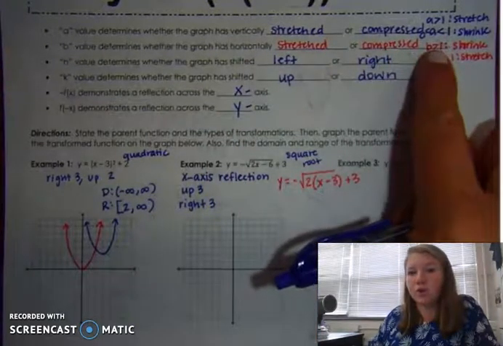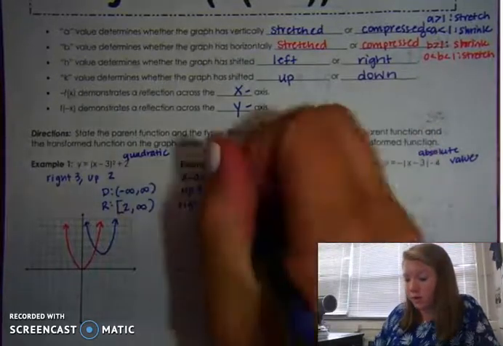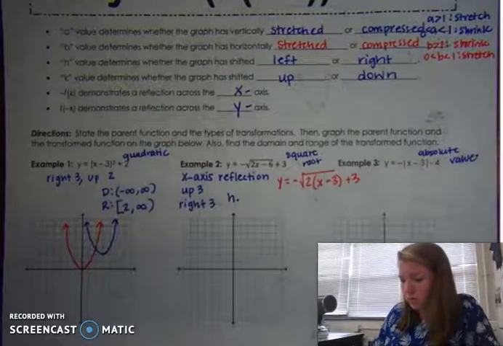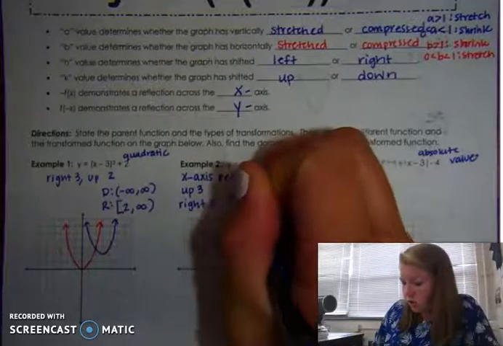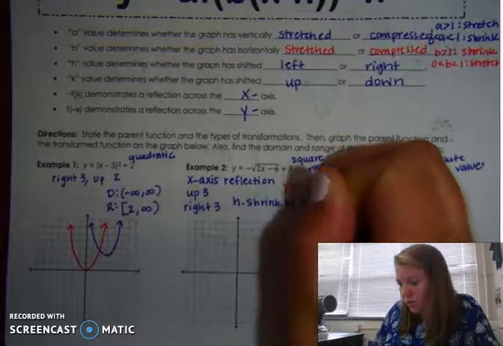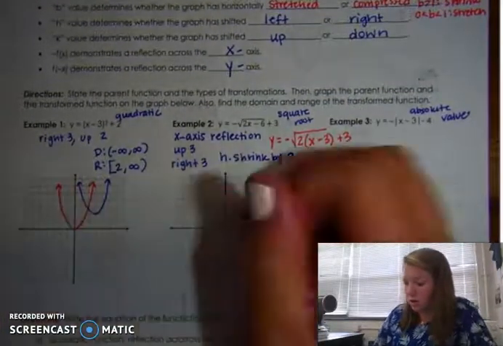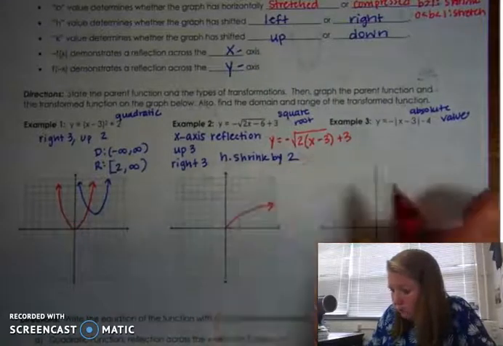If b is greater than 1, that's a shrink. So 2 is greater than 1, that's going to be a horizontal, I'm just going to use an H, shrink by the amount of 2. So let's sketch the parent function and then our transformed function.